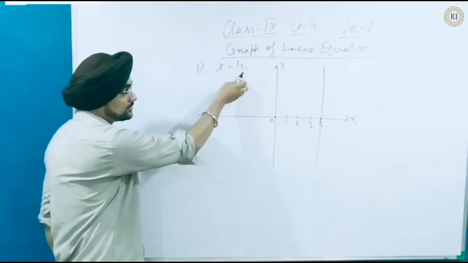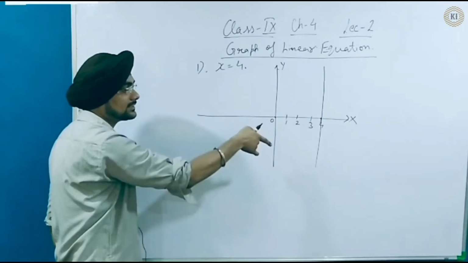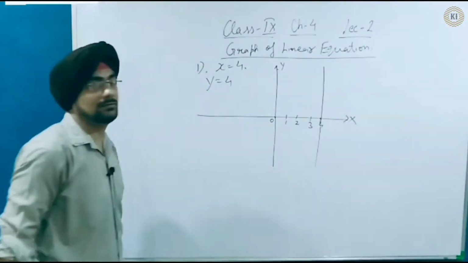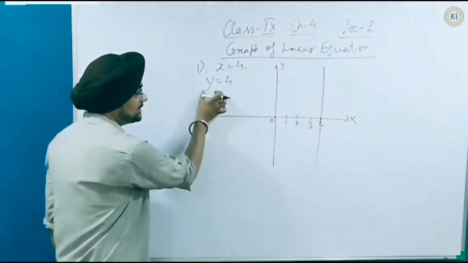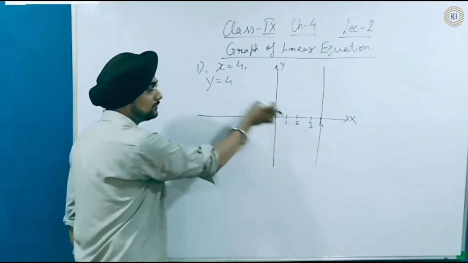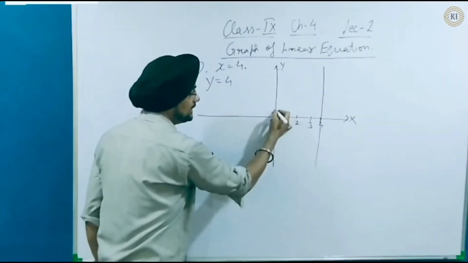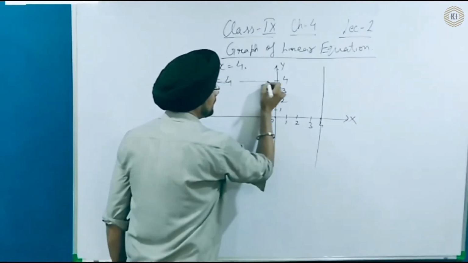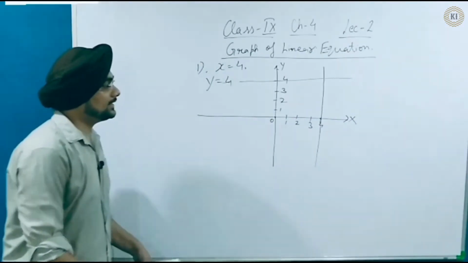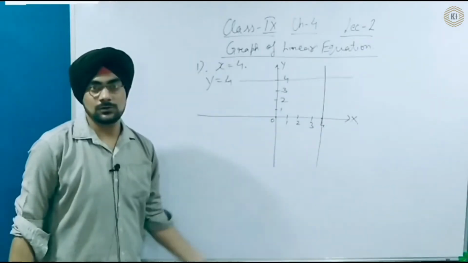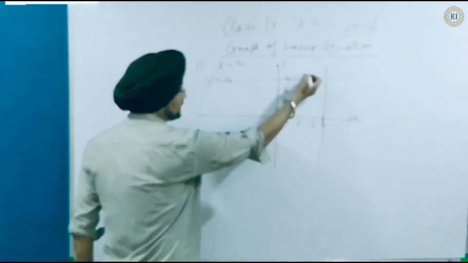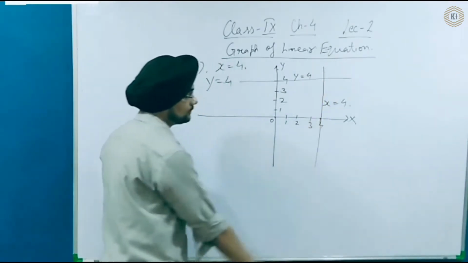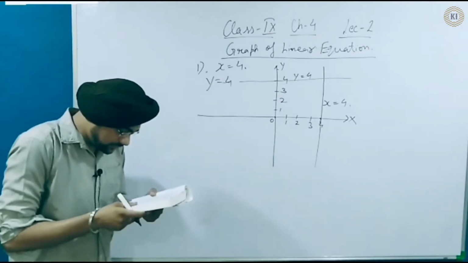Whenever x is equal to 4 is given, the line will be parallel to the y-axis, and whenever y is equal to 4 is given, the line will be parallel to the x-axis. y is equal to 4 means the positive side of y. So we go to the positive side, 1, 2, 3 and 4, and draw a line passing through the point 4, parallel to the x-axis. We write the equation y is equal to 4 here. Now see the next question.